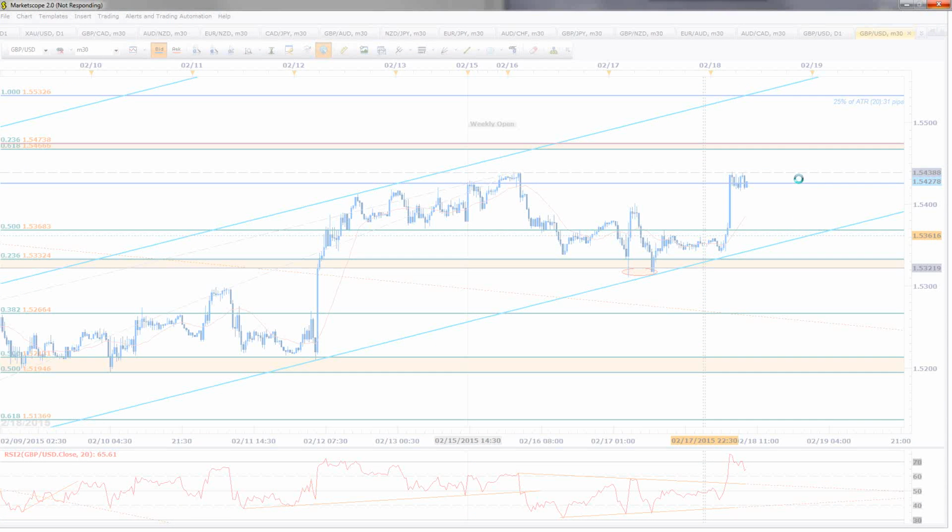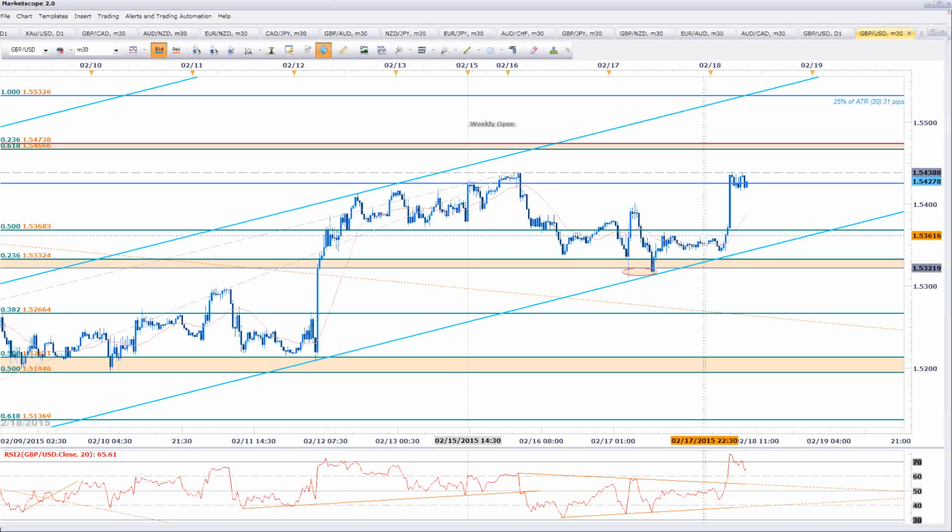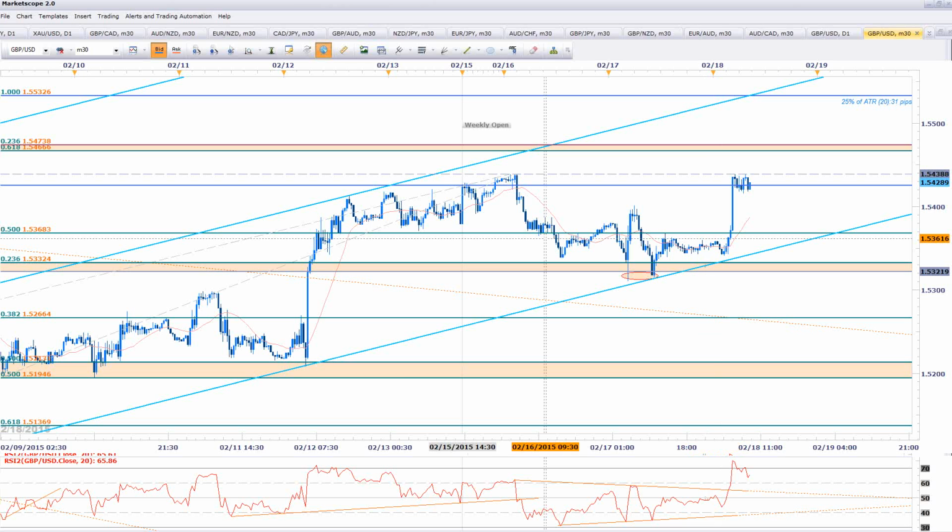Inevitably, looks like my charts want to freeze on me, guys, so just give me a second. Inevitably, we would be favoring a topside break of this. Okay, you got the UK data earlier today, which was pretty strong across the board.